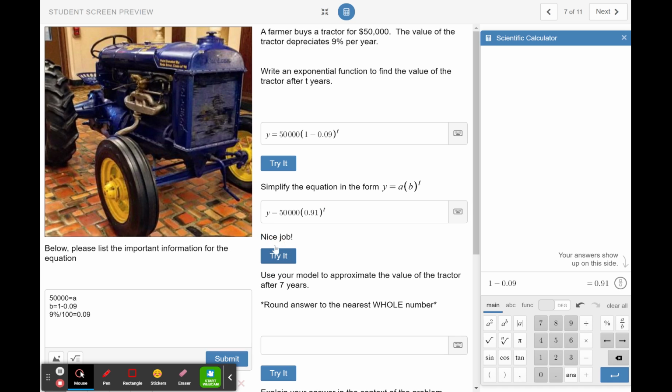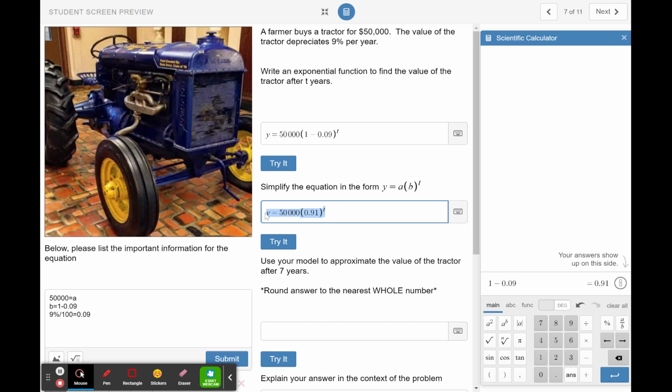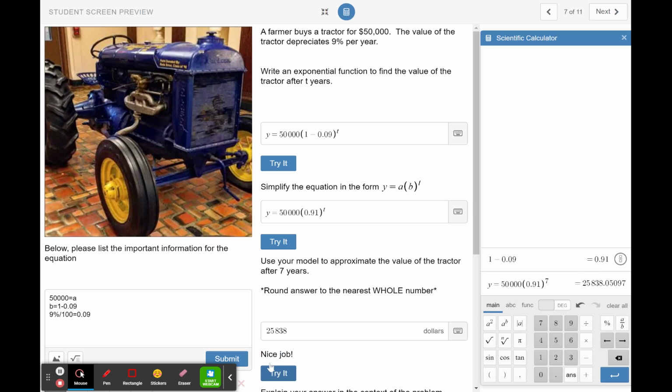Remember, t is for time. So in the next part it says, well, how much is the tractor going to be worth after 7 years? So we have this equation, and instead of t, we can put any number. In this case, it wants to know the value after 7 years. So the tractor will be worth $25,838.